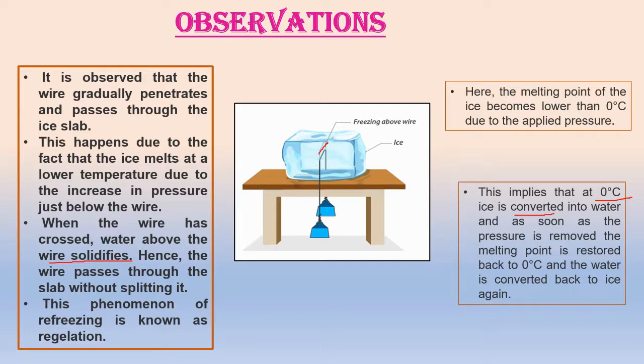Now as soon as the pressure is removed, the melting point is restored back. First the pressure is applied, then the ice is melted, and when the pressure is removed, the ice is again solidified, and the melting point is restored to 0 degrees Celsius and the water is converted to ice again. So this phenomenon is known as regelation.